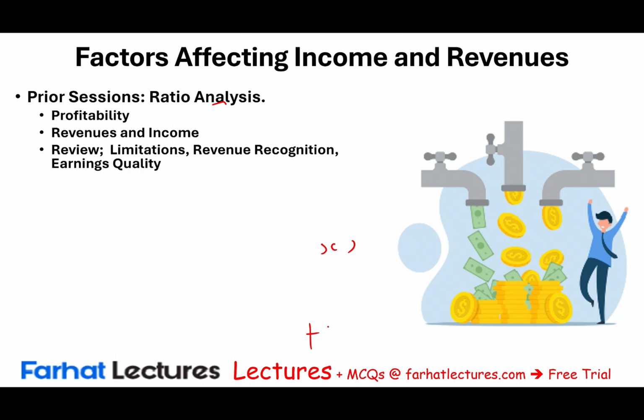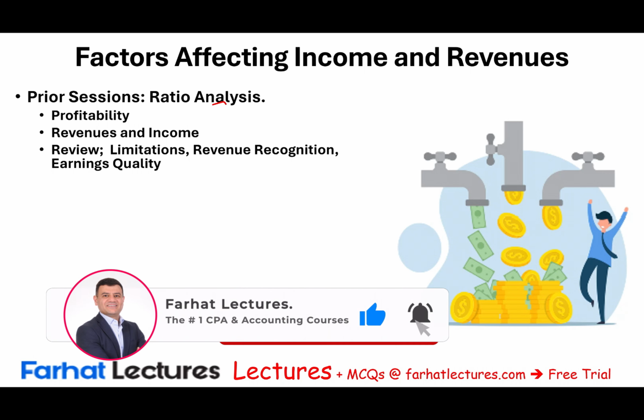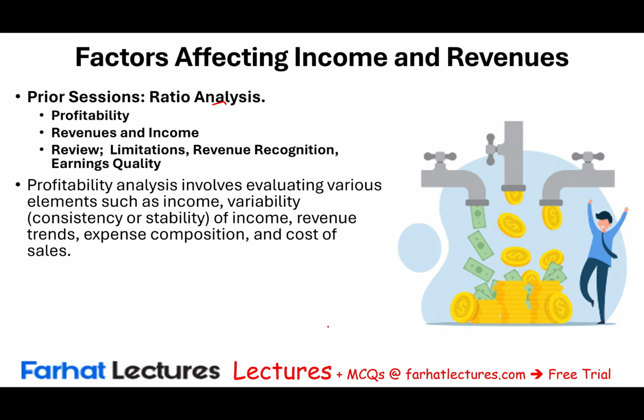The point I am trying to make, I don't believe I will be providing new information in this session, but I will be providing information specifically for factors that influence revenues, the top line on the income statement, and net income, the bottom line. So profitability analysis involves evaluating various elements such as income, variability of income. It's not only we want to look at income, we want to look at how variable is the income. We want to look at revenue trend. Also, to get to net income, you want to look at expense composition and cost of sales. Now in this session, we'll focus more on revenues and net income.